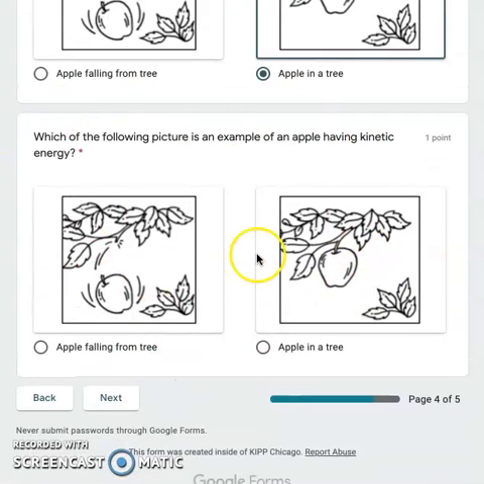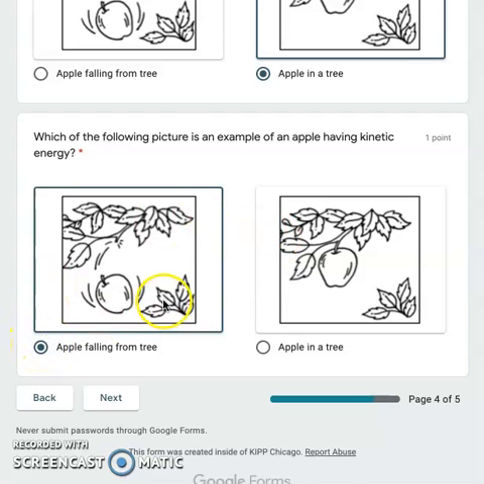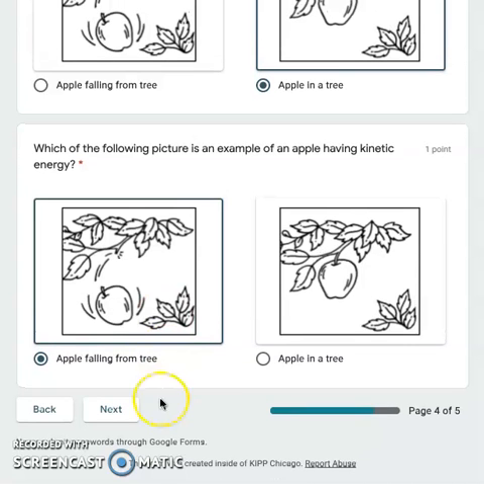And then which of the following has kinetic? Like we said, when an apple is falling from a tree, it is in motion, and so it has kinetic energy. When you're done checking all your answers, go ahead and press that next button and get started on your exit ticket.